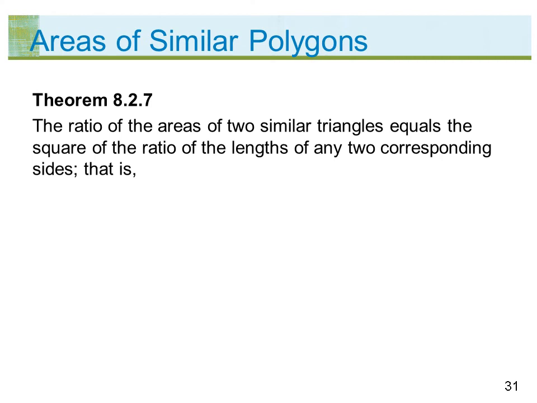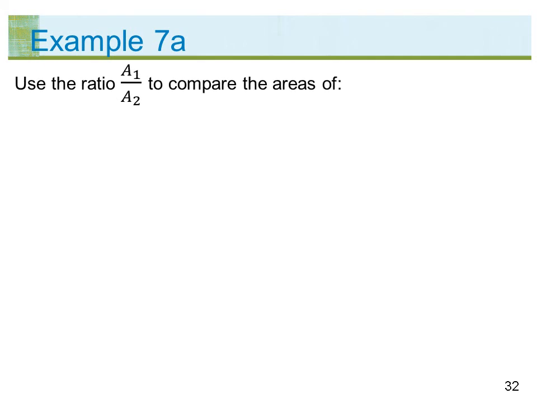Theorem 8.2.7. The ratio of the areas of two similar triangles equals the square of the ratio of the lengths of any two corresponding sides. That is, area sub 1 divided by area sub 2 equals the quantity a sub 1 divided by a sub 2 squared. Use the ratio a sub 1 divided by a sub 2 to compare the areas of a.